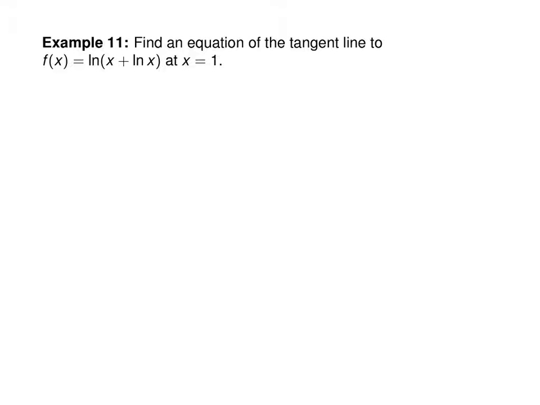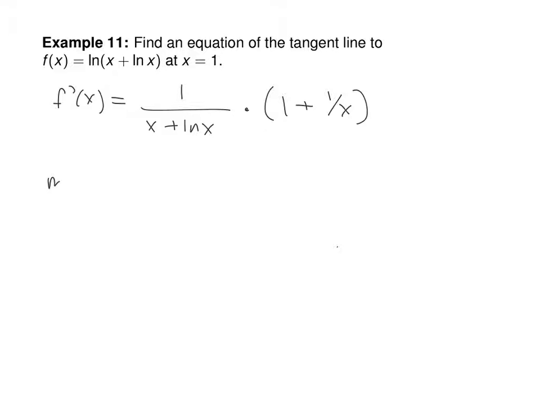Okay. Next, find an equation of the tangent line to this function at that point. Okay. So to find the equation tangent, I need the derivative, right? So what will the derivative of this thing be? It will be 1 over stuff, x plus ln x, times stuff's derivative, which is, and because you're just going to use this to get a slope, there is no need to simplify it at all. Just plug your number in.